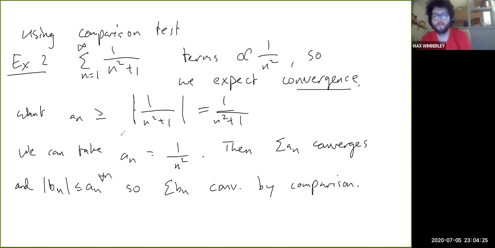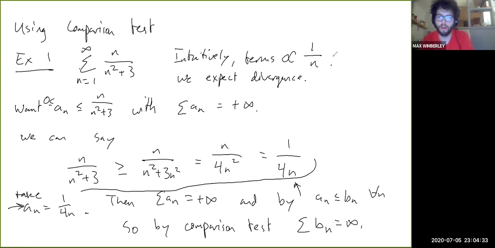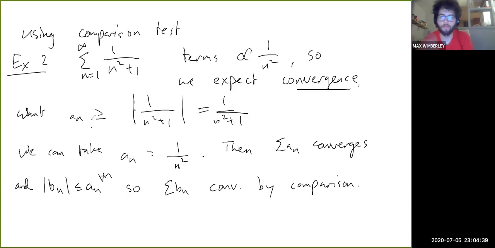So just remember that if you're trying to show divergence, you want to choose a comparison series whose terms are smaller. If you're trying to show convergence, you want to choose a comparing series whose terms are bigger, okay? Try not to get that flipped around, because that's a really common thing that people do, flip the direction they're trying to go.